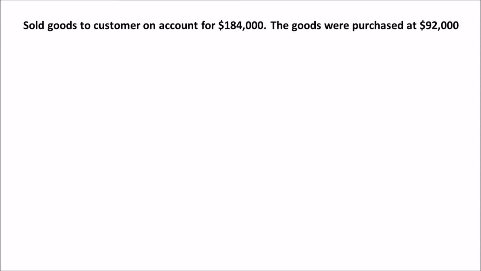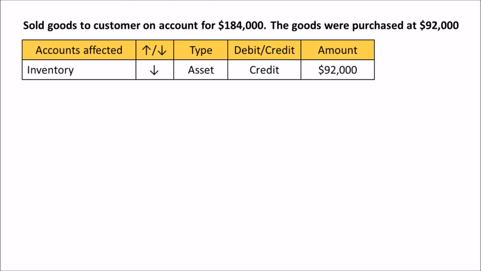When a business sells its inventory, it will have less inventory left. Inventory is an asset, and a decrease in asset is a credit. Since the business purchased the inventory at $92,000, the inventory account will decrease by $92,000.